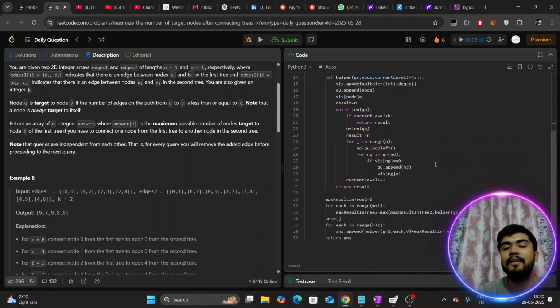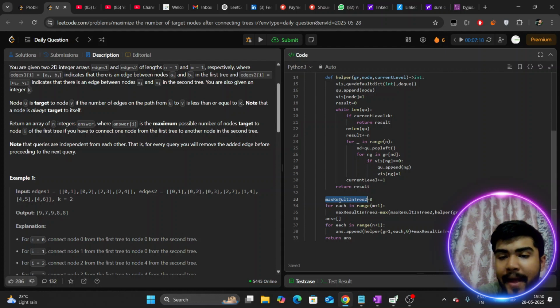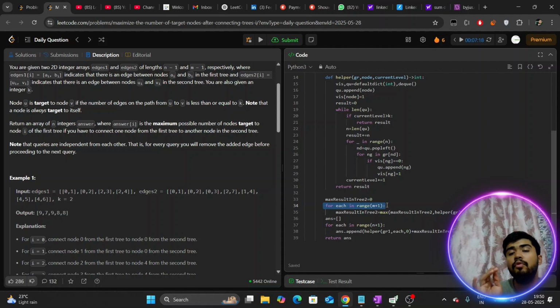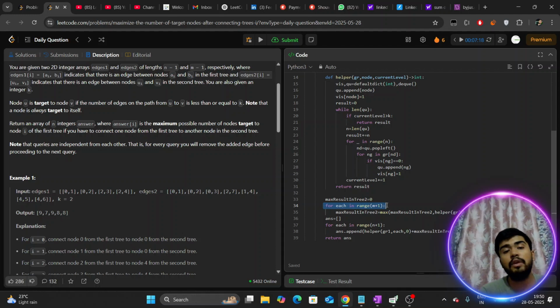Now I am doing max result in tree 2. These are the variables where we state that tree 2's contribution is constant, that we all know, and we first try to calculate this, before working out tree 1's contribution. I have initialized max result in tree 2 with 0, and I am calling for every node of tree 2, because we don't know which is the centralized node. If they had given the centralized node of tree 2, then we would be very good, and we wouldn't have to do this for loop. We could directly call our helper on the targeted node.